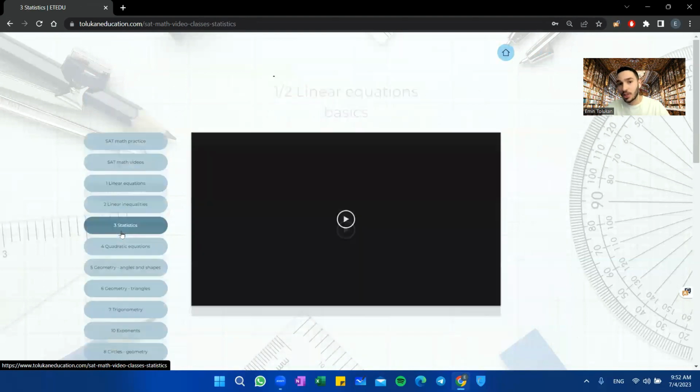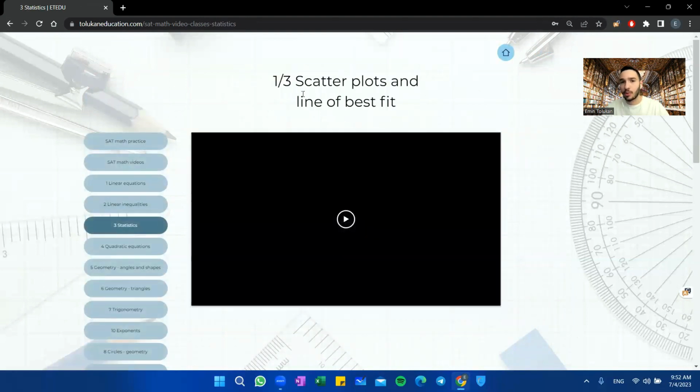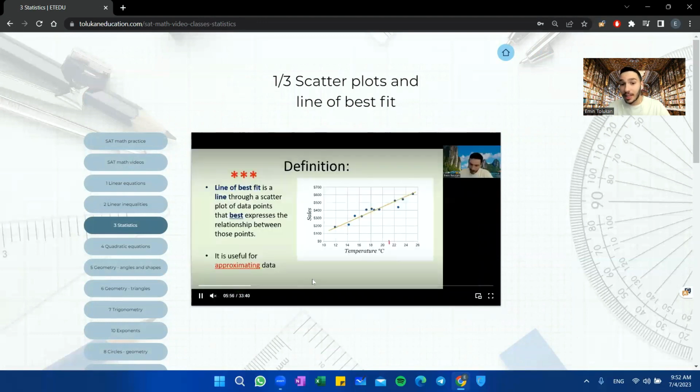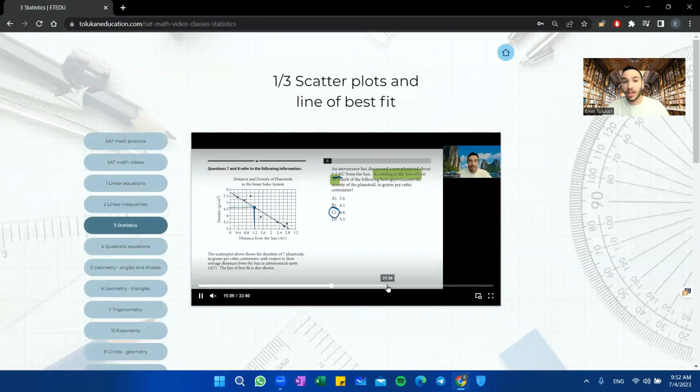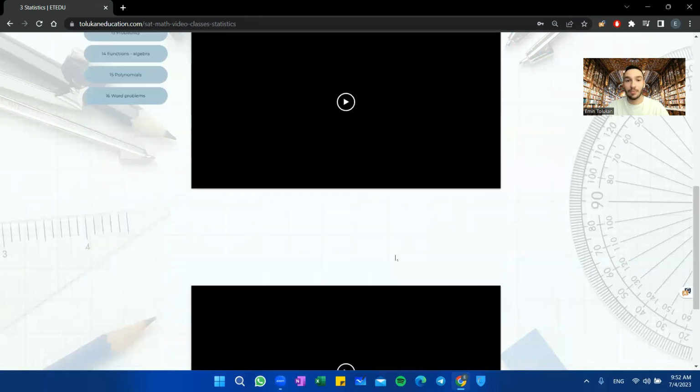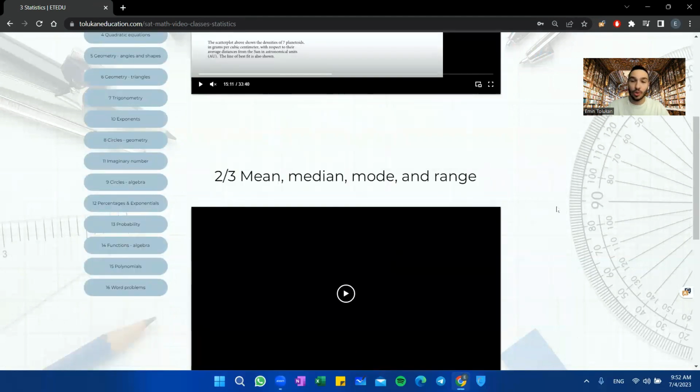So if you come to statistics, you will understand about scatter plots and the line of best fit. If you don't know what this is already, then in the videos, you will be able to understand what it is and how to use it on the SAT. You will learn about mean, median, mode, range.